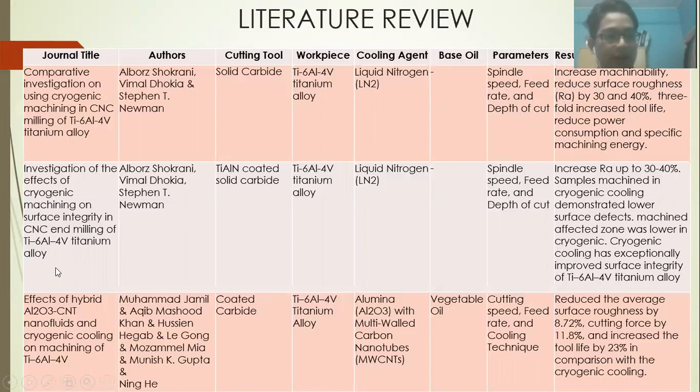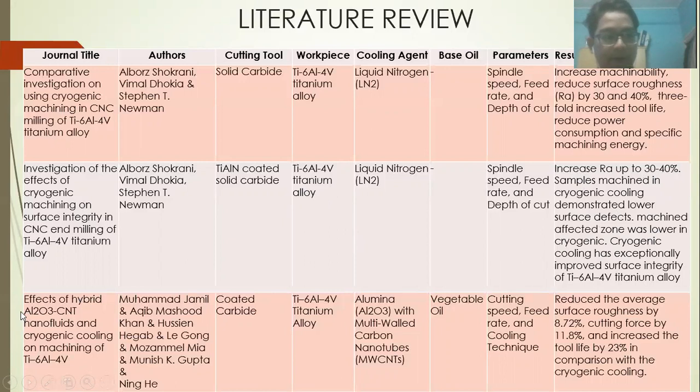Next is the investigation of the effect of cryogenic machining. This one still uses the cryogenic method for machining of titanium alloy, and the result is improved surface roughness of up to 30 to 40%.